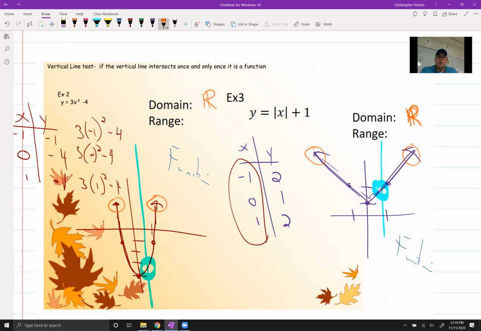Now, what about the range? I notice both of these only open up. So that means the Y value has to be greater than or equal to some number. So what I'm looking for is what's the very bottom of each of these shapes. Okay, so I'm going to draw this horizontal line. Just say that's the very bottom of it.